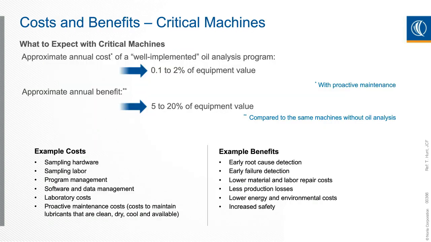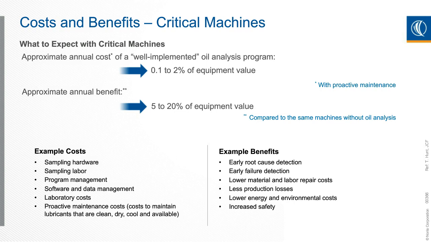So let's think about some of the costs and benefits and what you might expect from critical machines with oil analysis. Now, comparing what the cost may be for a well-implemented oil analysis program versus what the benefits may be, it may be the difference between 2% of your overall equipment value, that's the cost of the oil analysis program, versus 20% of the actual annual benefits. So some costs here may be the hardware, the labor involved to take the samples, the program management, the cost of the laboratory and the software and data management that may be part of the laboratory, may not. All that proactive maintenance cost.